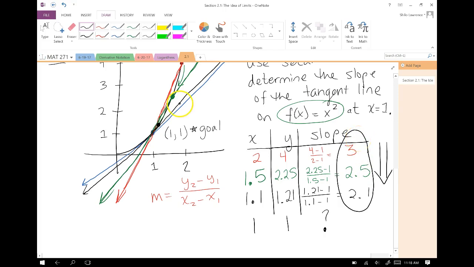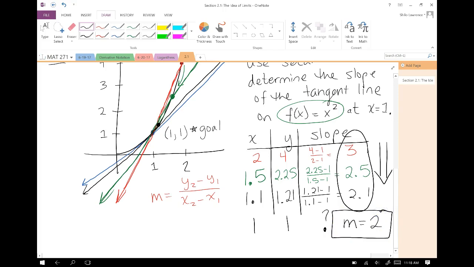So remember, that black line was the best one. The red line was pretty far away. The green line was better. The black one was the best one, and it was really, really close. So it looks like my guess would be it's going to be about a slope of 2 would be my guess.